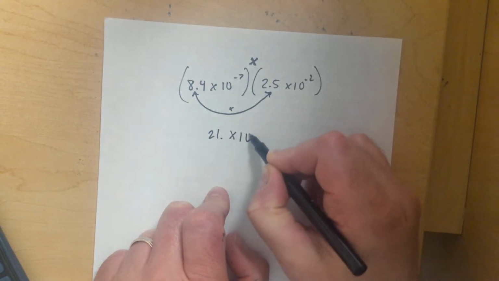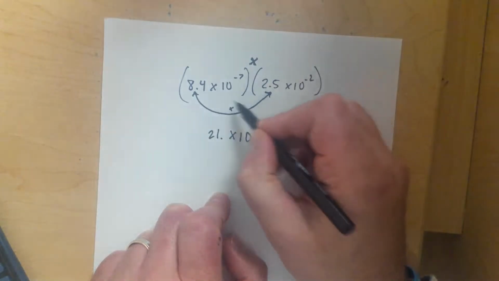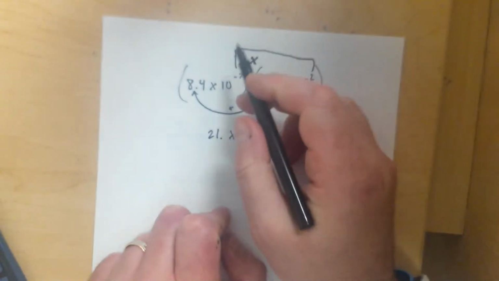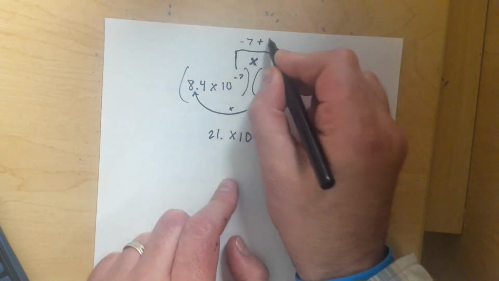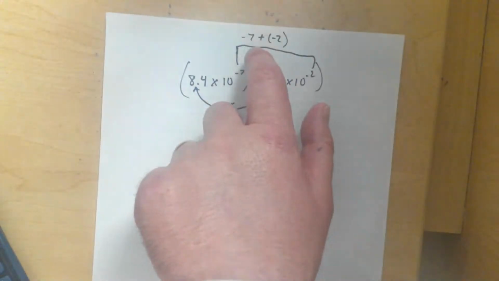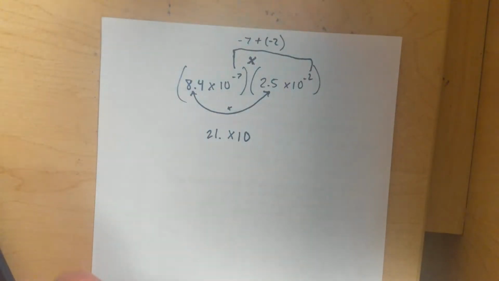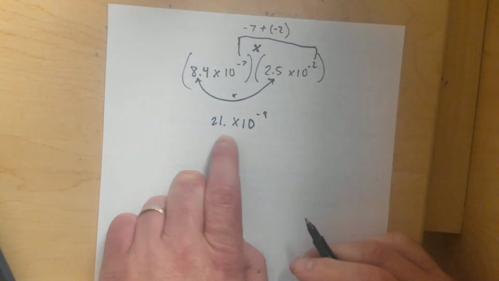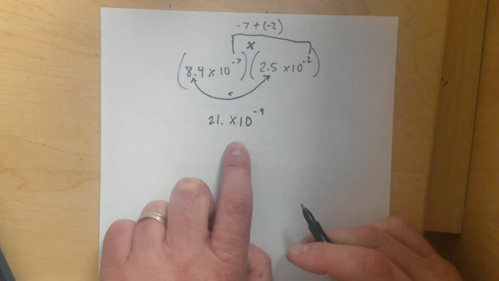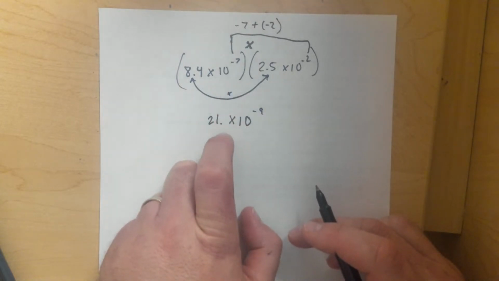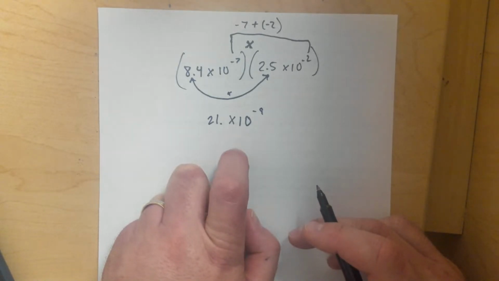21 times 10. Now, since I multiplied here, I'm going to add my exponents. That's the rule. So I'm going to take -7 plus -2. Again, when I multiply, I add exponents. What is -7 plus -2? That's -9. Now, this could be your final answer. You could be done on some problems. However, this one is not done correctly.